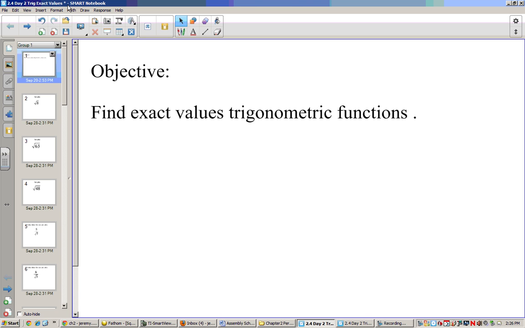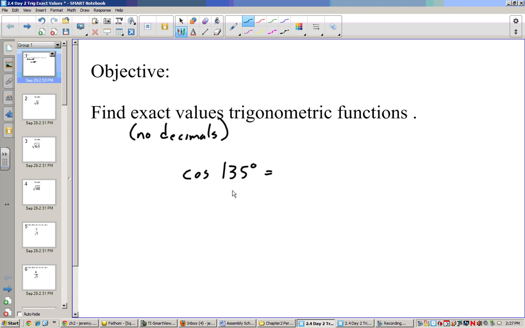Today our objective is to find exact values of trigonometric functions. Now what exact values means is I don't want any decimals in your answer. So we're going to find, say, the cosine of 135 degrees. Now we can type this in our calculator and get some big long decimal, but I don't want to do that. I want to find an exact value that will give me the decimal, like square root of 2 over 2, or negative square root of 2 over 2, or root 3 over 2, something like that. And that's what we're going to learn today.